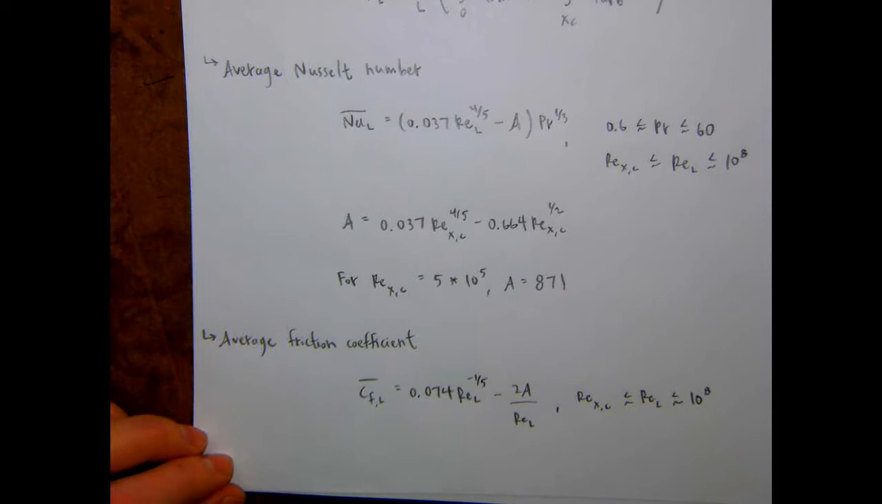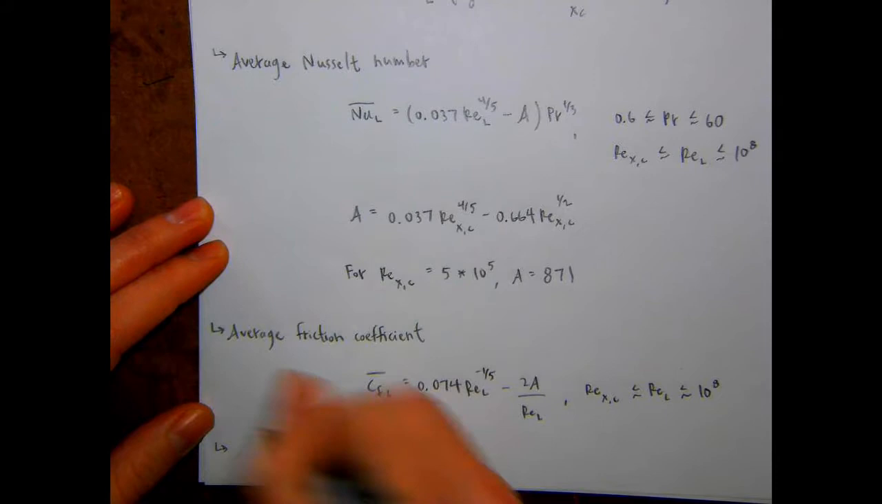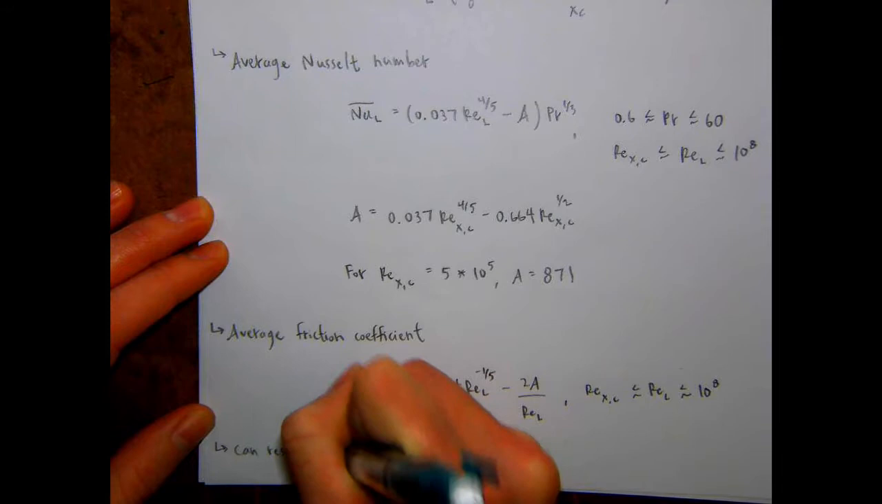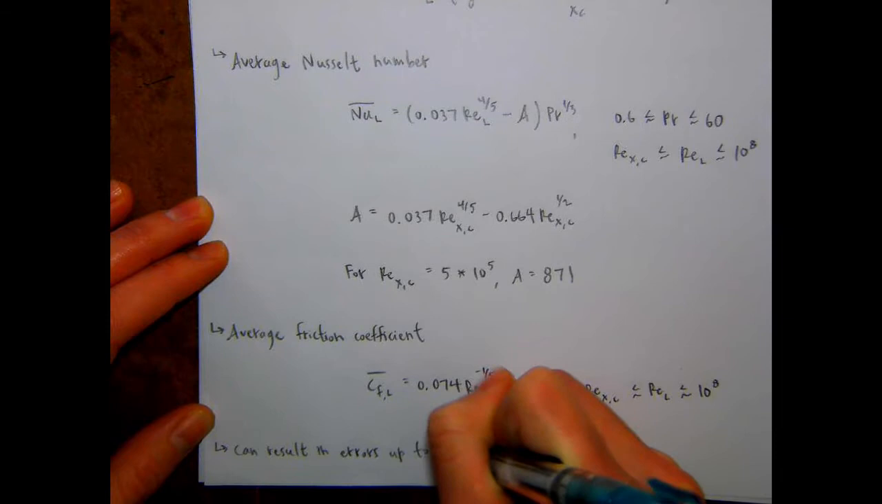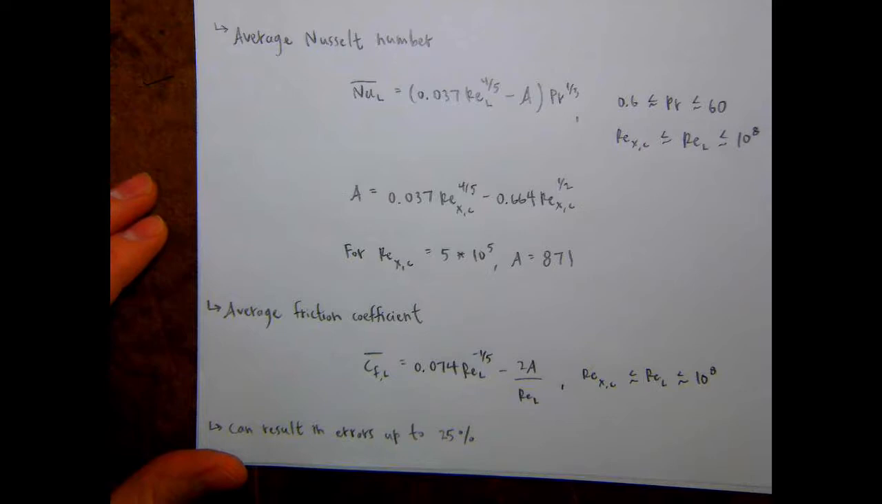Like with many empirical convection correlations, you can expect these correlations to be accurate to within like 25%. So a pretty big margin of error. So we'll say they can result in errors up to 25%. And the errors can be due to small variations in the free stream turbulence, for instance, or the surface roughness.